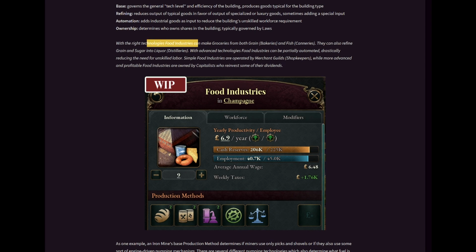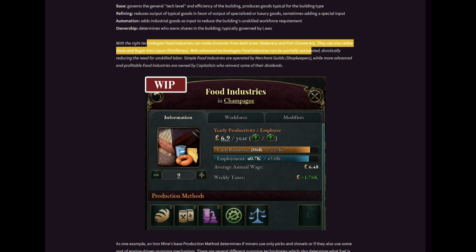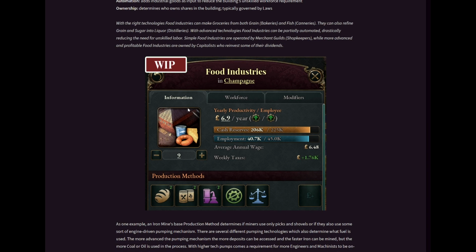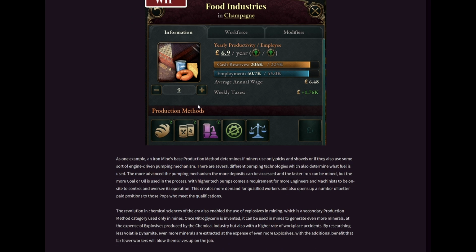With the right technologies, food industries can make groceries from both grain, coming from bakeries, and fish from canneries. They can also refine grain and sugar into liquor in distilleries. With advanced technologies, food industries can be partially automated, drastically reducing the need for unskilled labor. The simple food industries are operated by the merchant guilds, shopkeepers, while more advanced and profitable food industries are owned by capitalists who reinvest some of their dividends and invest in the production process and so on.